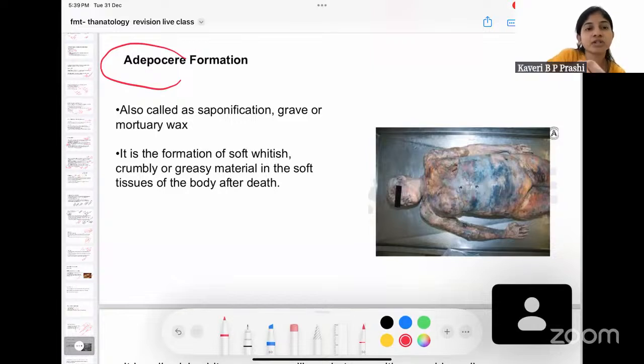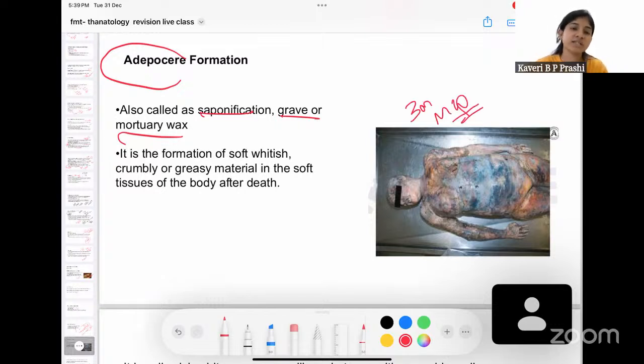It is also called saponification or grave or mortuary bags, because in your 3-marker or in your MCQ, if they just give saponification, you don't be like, oh my god, did I really study this in forensic medicine? Remember that this is one of the other names of adipose hair. What are the other names apart from saponification? It is also called grave bags or mortuary bags.